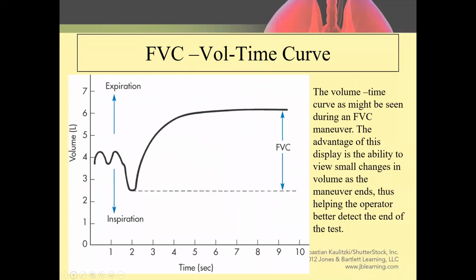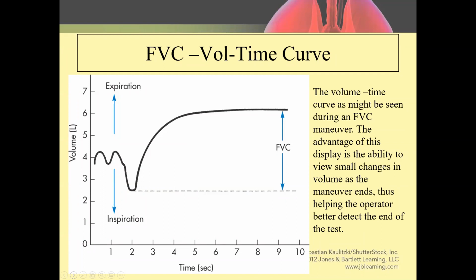And then looking at some of the actual waveforms, some of the graphics, if you will. So forced vital capacity, first looking at a volume time curve. Anytime you look at a graphic such as this, it's also a graph. On the vertical axis, you have volume. If it's a 2-axis graph like this, it's looking at the relationship between two variables, in this case, volume and time. And the volume time curve might be seen during the forced vital capacity maneuver.